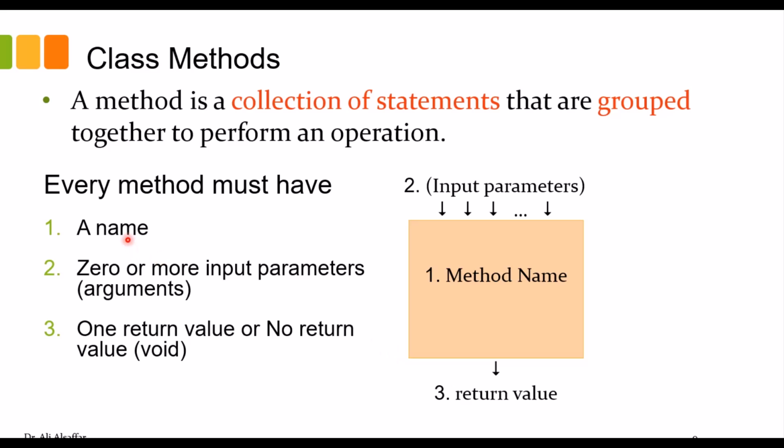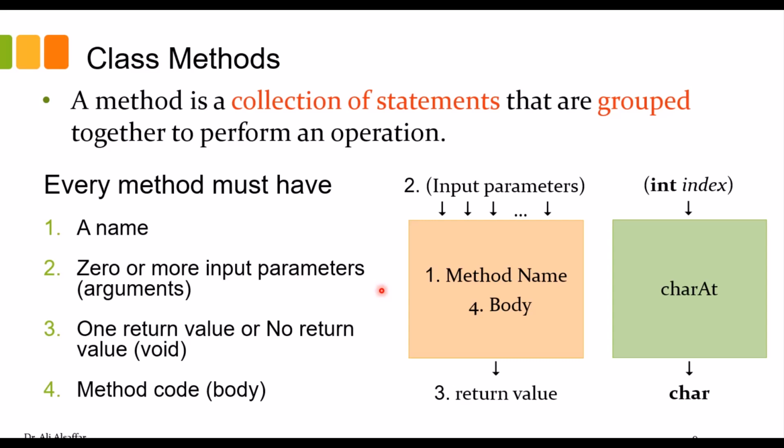Just remember these points, that for every method, you think about a name. You think about whether it needs parameters or not, and how many parameters. We call them arguments. And think about what this method is going to return as a result. Is it going to return a value, or is it not going to return a value? If it does not return a value, then we will define it as void.